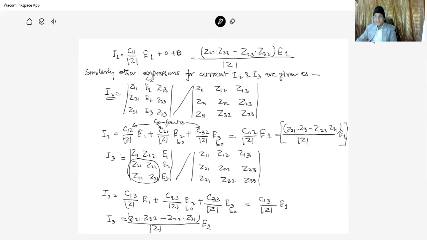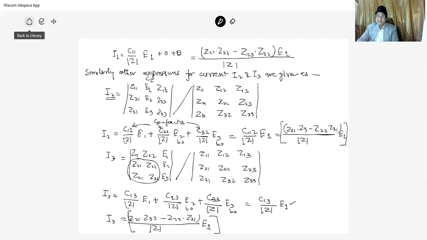And for I3, we have to replace the third column of this impedance matrix by the source values. So we have again I3. Again in I3, E2 and E3 are 0, so we have only E1. E1 is the value. So this is the expression of I3.